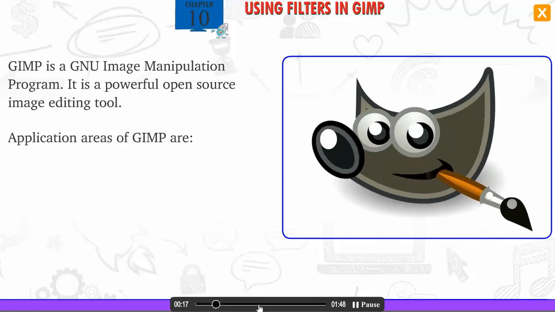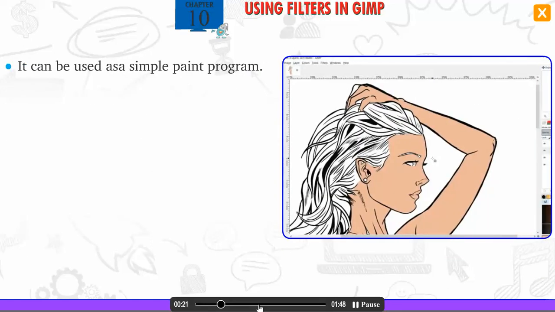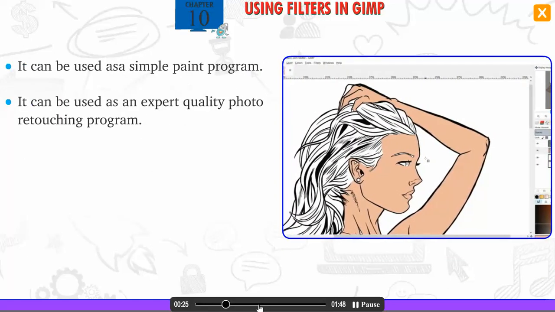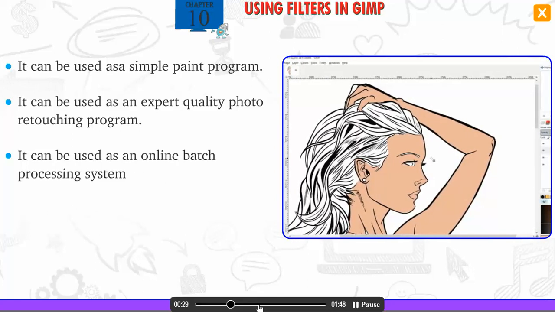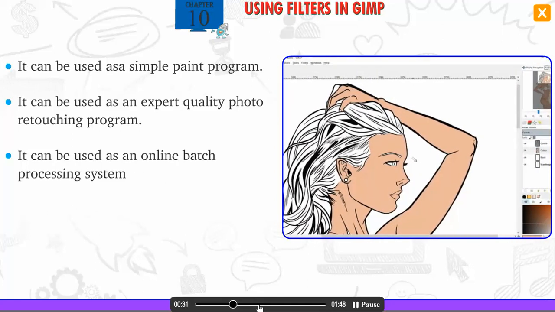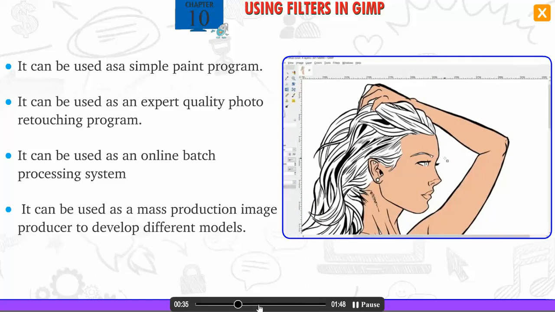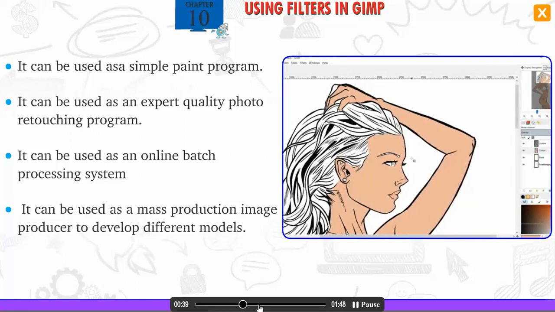Application areas of GIMP are: it can be used as a simple paint program. It can be used as an expert quality photo retouching program. It can be used as an online batch processing system. It can be used as a mass production image producer to develop different models.